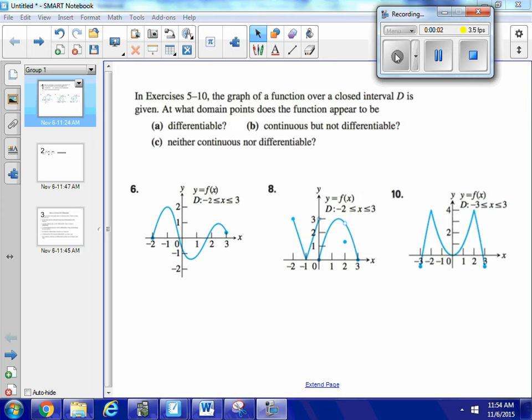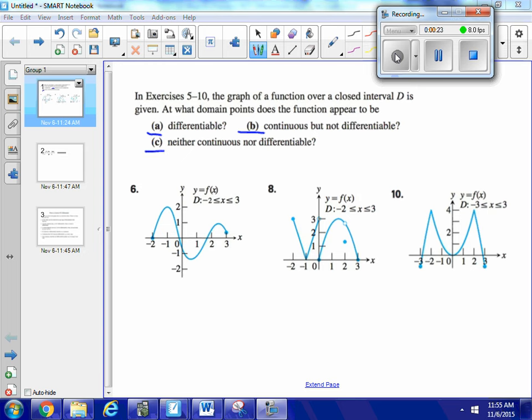In this problem, I'm being given three functions, the graphs of three functions. And I have to answer: where does it appear to be differentiable? Where does it appear to be continuous but not differentiable? And C, neither continuous nor differentiable. So let's take a look at the first one.